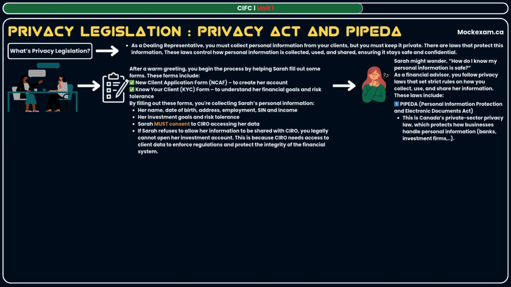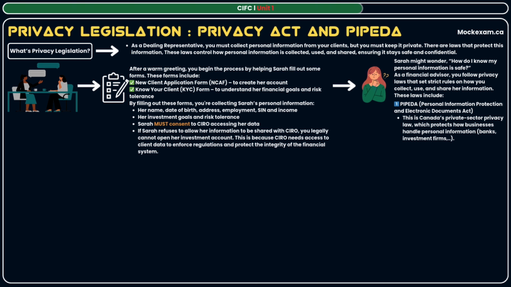Okay. What's PIPEDA? PIPEDA is the Personal Information Protection and Electronic Documents Act. This is Canada's private sector privacy law, which protects how businesses handle personal information. Businesses like banks, investment firms. So PIPEDA is a set of rules, okay? Banks need to follow those rules on collecting and sharing personal information of their clients.